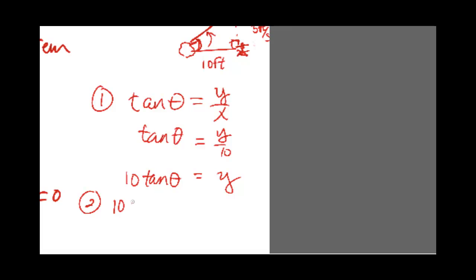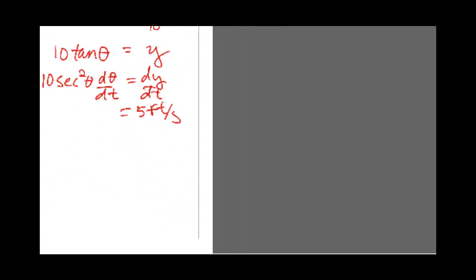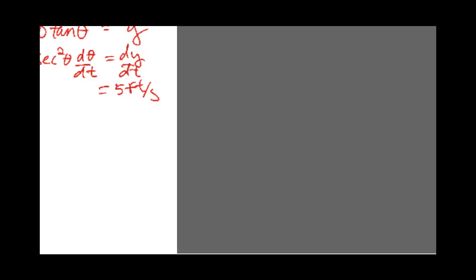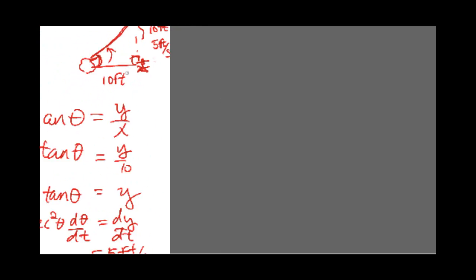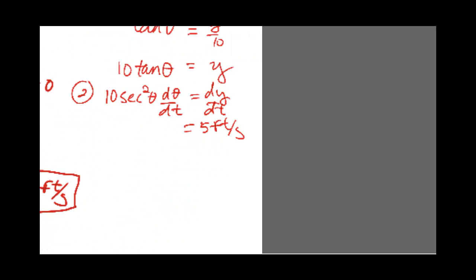So that would be 10 secant squared theta d theta/dt is what we're looking for. dy/dt we know. So that's 5 feet per second. Running out of space. Let's get some more space here. And then what angle has 2 sides being the same, 10 and 10? That would be pi over 4 or 45 degrees. And the secant of that is going to be root 2, 1 over root 2 flipped is root 2. Squared becomes 10 times 2, which is 20 d theta/dt equals 5 feet per second.